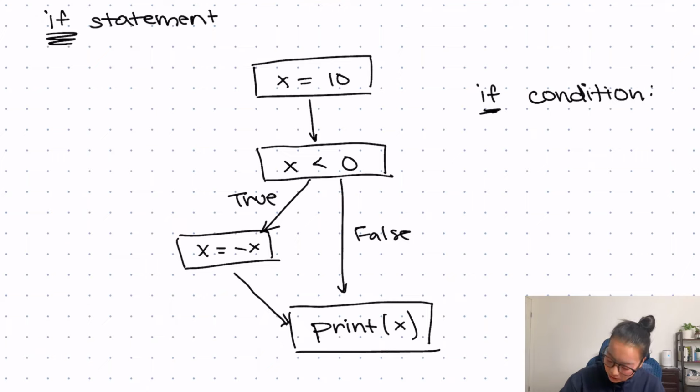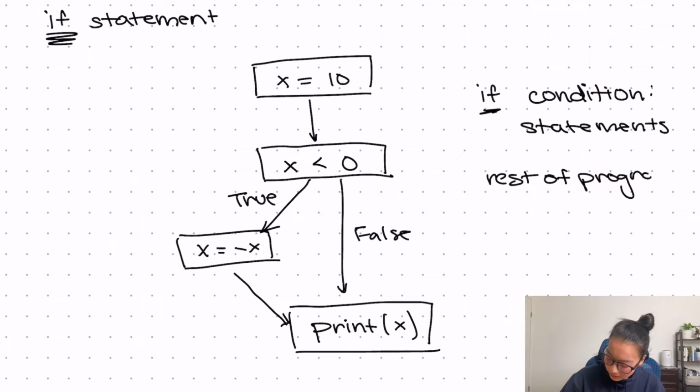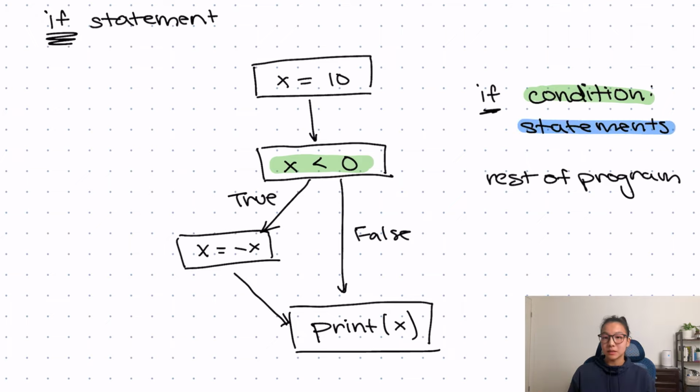And then if that condition is true, then you have some statements under that condition that get executed, and then you have the rest of the program, right? And so if I colored this, here is my condition. That corresponds to this box over here. So if this condition is true, then we go and we execute the statements in here.